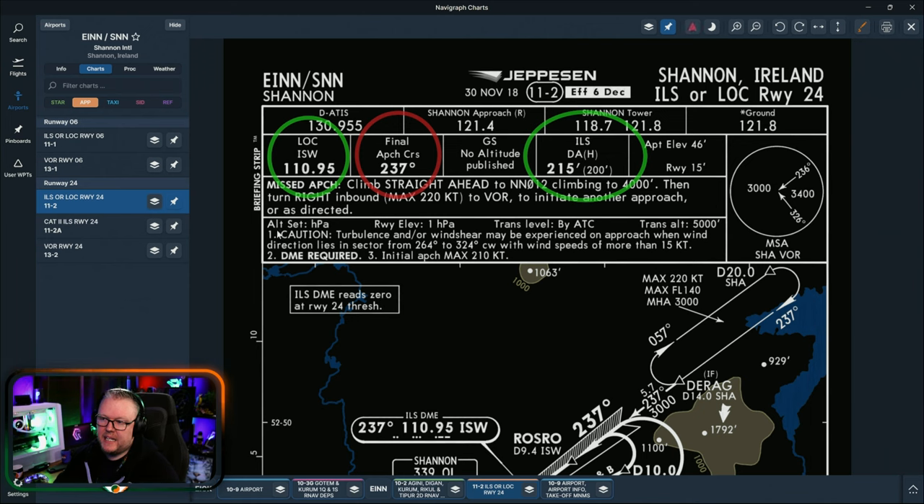Now, you can see information here. Caution: turbulence and/or wind shear may be experienced on approach when wind direction lies in the sector from 264 to 324, crosswind with wind speeds of more than 15 knots. 6,000 feet, well done, lads. Flight level 120. DME is required and the initial approach maximum speed is 210 knots.